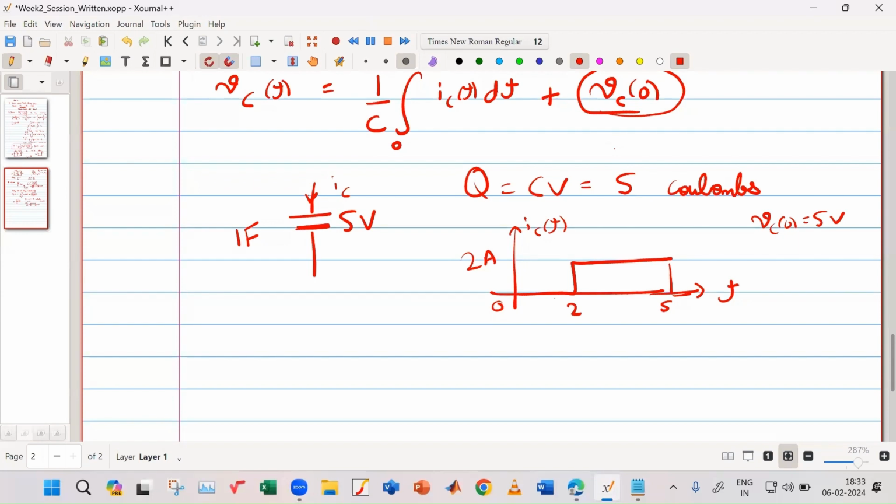So what I will do is, I have this equation, Vc of t is 1 by C integration of Ic of t into dt plus Vc of 0. So I will go from 0 to 2. I write Vc of 2 is 1 by C integration of 0 to 2. Ic of t is how much? What is Ic of t between 0 to 2? 0 ampere. So it is 0 into dt plus Vc of 0. How much is Vc of 0?